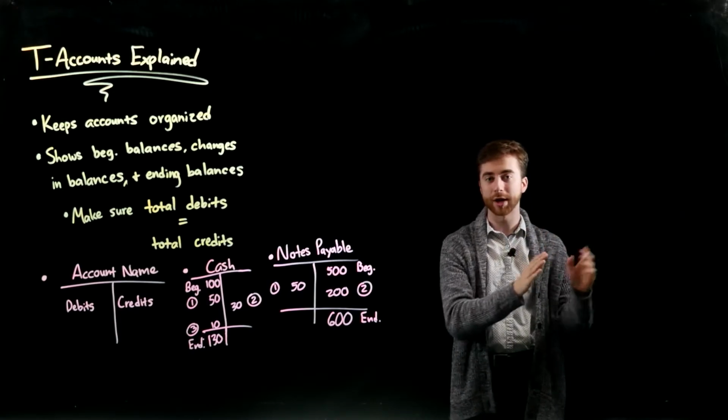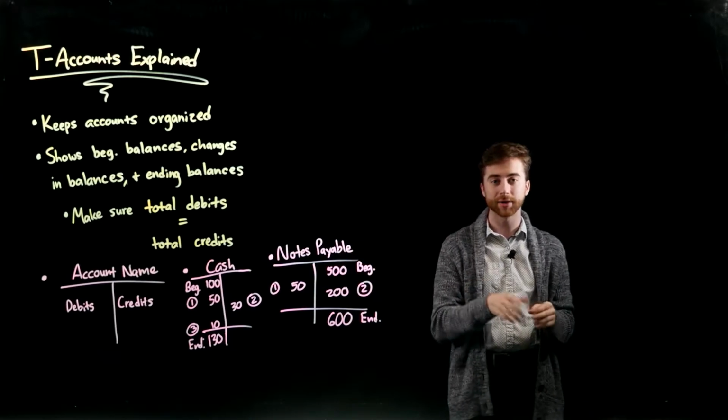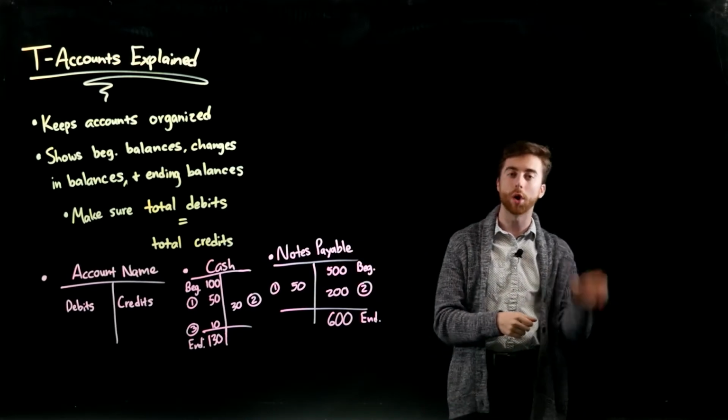When you have your trial balance, you want to make sure that the ending balances from all of your T accounts are such that all of the debits equal all of the credits.